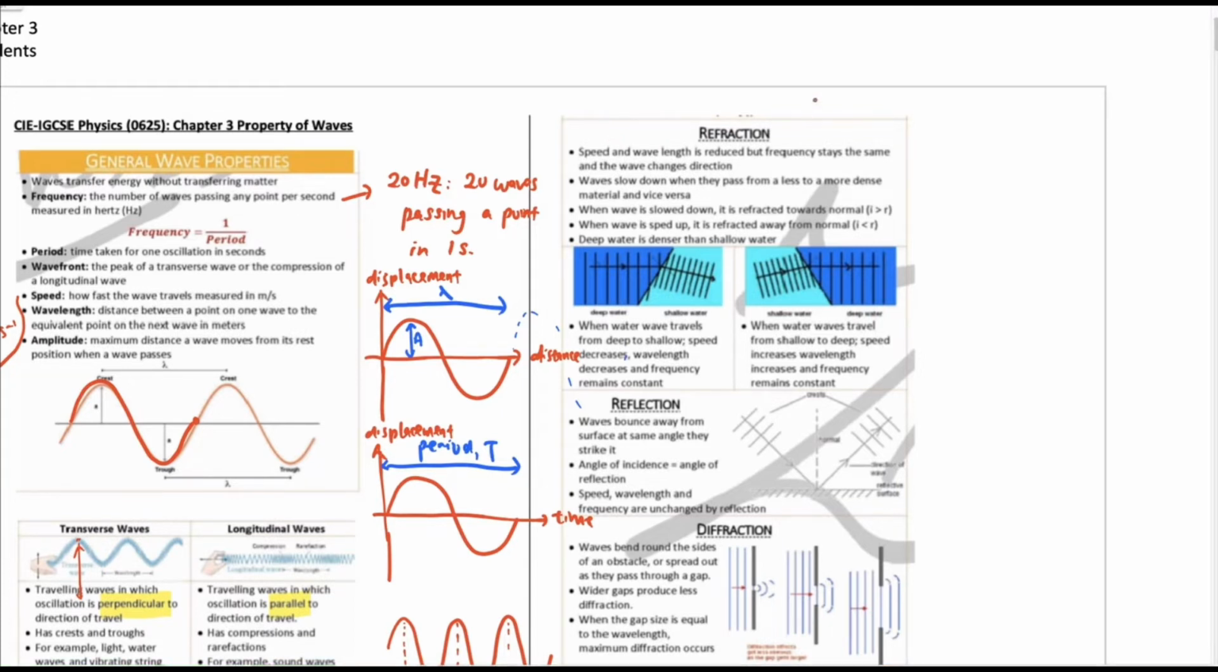Okay, so v = fλ is our formula. So based on the first point, the v decreases, the wavelength decreases. But frequency stays the same. This one, same. I use S to represent same. And the wave changes direction. So directions change. For example, you can see this one straight, now bend down a little bit. So the direction changes in refraction.